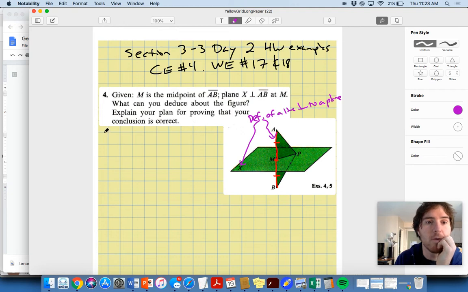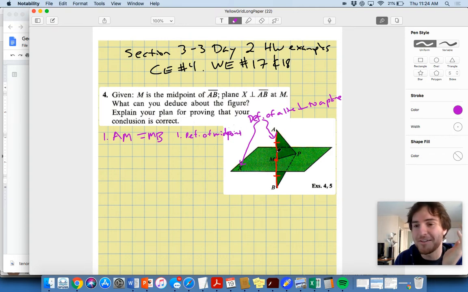So step 1, what can I deduce about the figure, and explain your plan for proving that your conclusion is correct. I can deduce several things. My guess is that you're just going to put together a list of things you can deduce. Number 1, I can deduce that AM equals MB, and that's through the definition of midpoint. Here they don't really give you a proof, they're just asking what you can deduce. I'd guess they want you to find something more interesting, something kind of complex, so that one's really not that interesting. There's probably more we can say here. There's really no end game with something like this. You're just saying what you can deduce, and we can deduce that AM equals MB. I marked that up.